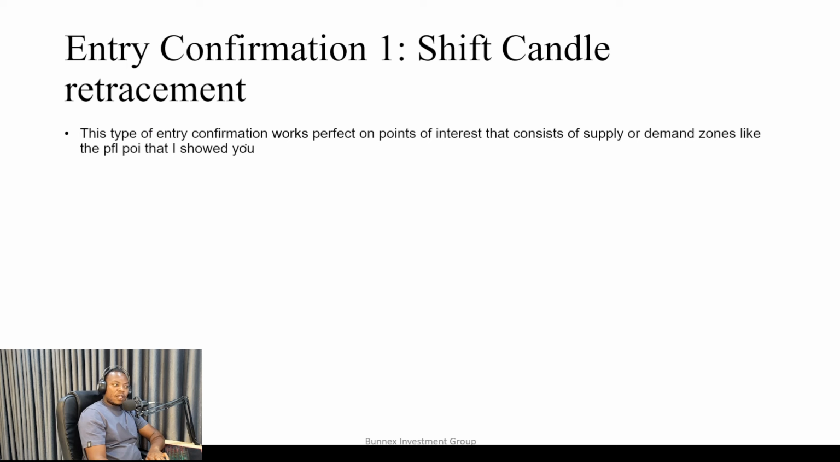This type of entry confirmation works perfectly on points of interest that consist of supply or demand, like the peak formation low or high POI that I showed you just earlier. So when we get a supply, like in this case, and the market comes to that particular point and we are expecting to see a retest of that supply, this is where the shift candle retracement comes into play.